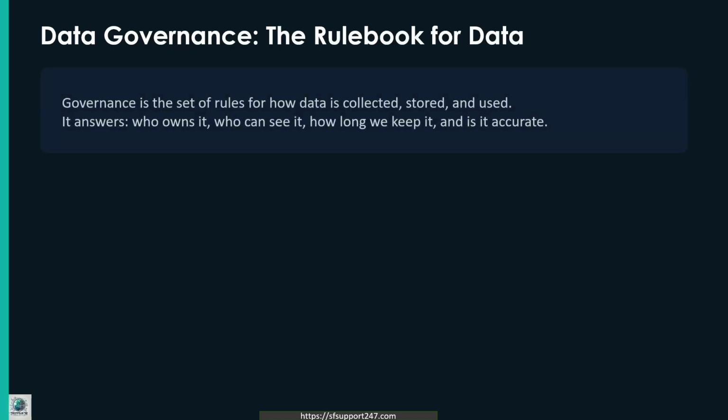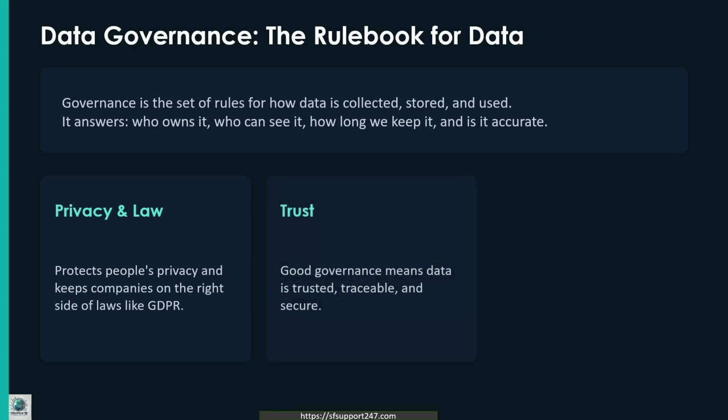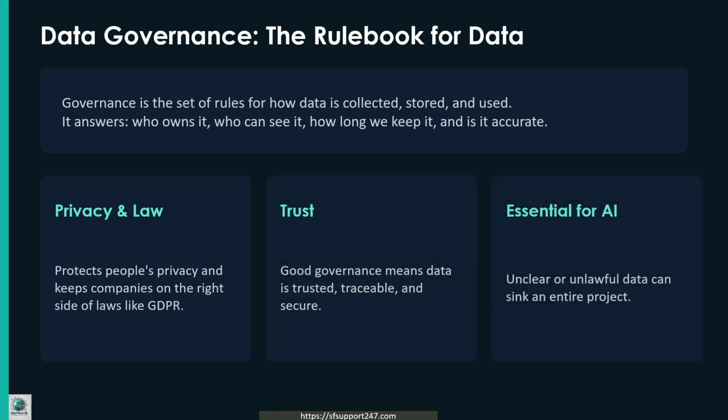Governance is a set of rules for how data is collected, stored, and used. It answers who owns it. That is a very big concept. There are a lot of career opportunities for beginners also in the data governance field. Privacy and law: it protects people's privacy and keeps companies on the right side of the laws. Trust: good governance means data is trusted, traceable, and secure. Data governance is very essential.